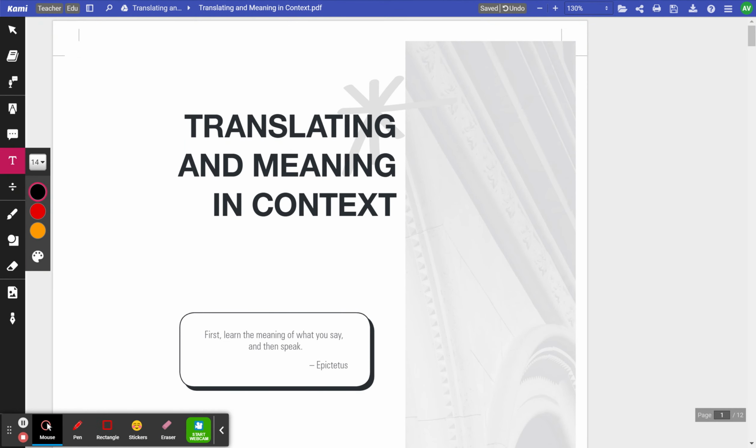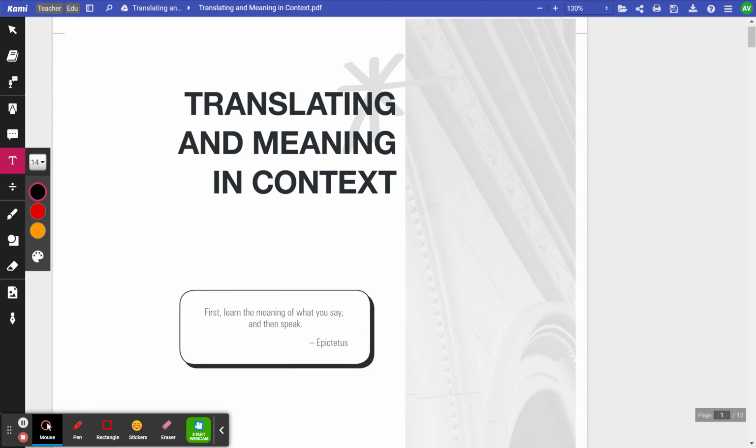Hey everyone. So today we're talking about translating and meaning in context. Today's lesson we're going to focus on translating. We'll spend a different day on meaning in context. I like this quote from Epictetus: First, learn the meaning of what you say, then speak. Thought that was pretty appropriate for every situation.